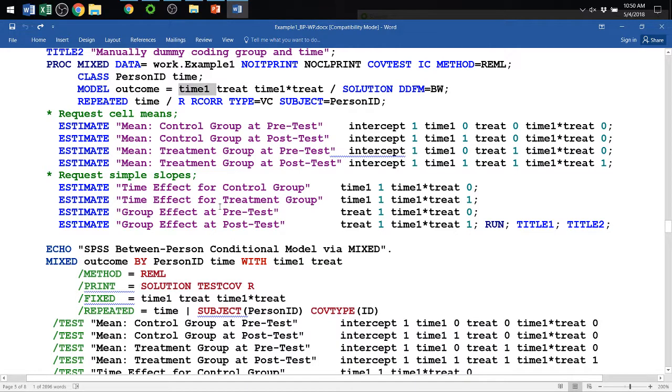Time 1 is centered so that it is 0, 1 instead of 1, 2, so that my intercept means something. Treatment is centered so that 0 is control and 1 is treatment.